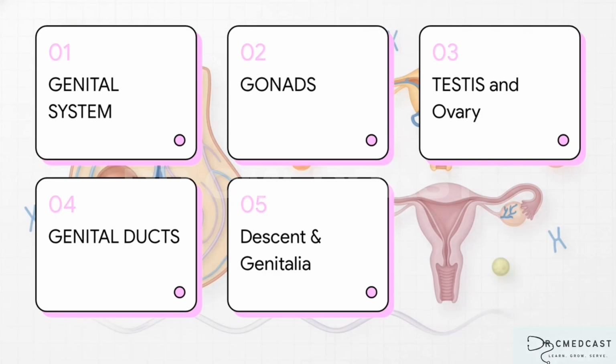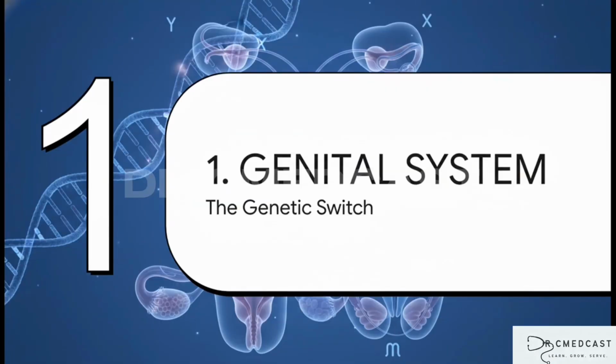Okay, so here's our game plan. We'll kick things off with the genetic switch that gets this whole cascade started. Then we'll dive into how the initial indifferent gonads are formed. After that, we'll compare the development of the testis and the ovary, see how the internal plumbing, the genital ducts, follows their lead, and we'll wrap things up by looking at the descent of the gonads and the formation of the external genitalia.